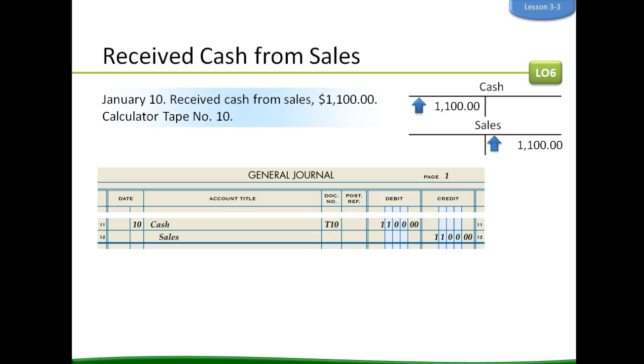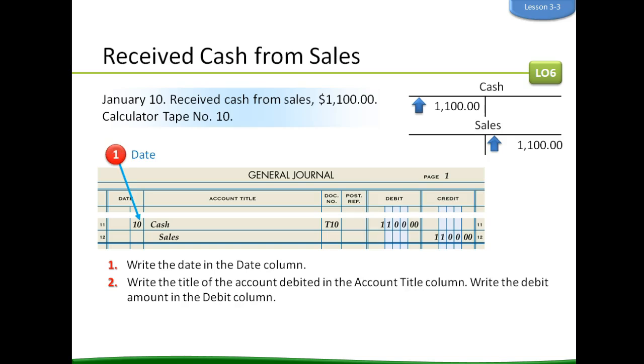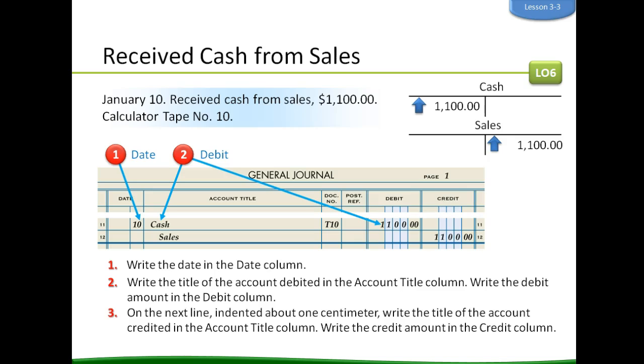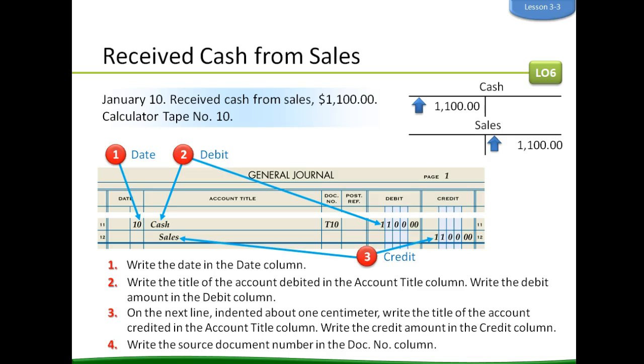So when we look at this general journal entry, we can see that we're going to note the date, which is the 10th. We're going to go ahead and write the title of the account that's going to be debited first, which is going to be cash, the amount of the debit, which is $1,100. On the next line, we're going to indent. The indent happens automatically when you're working in Applia after you enter in your credits. The reason that you would indent if you were working on a paper journal is so that you could really easily see where your debits are and where your credits are.